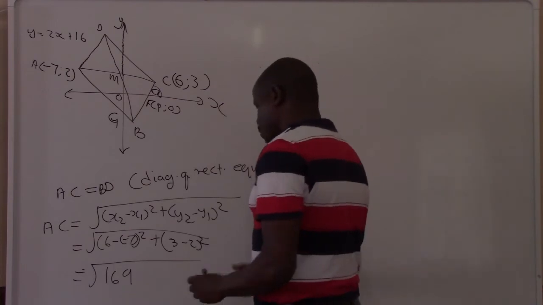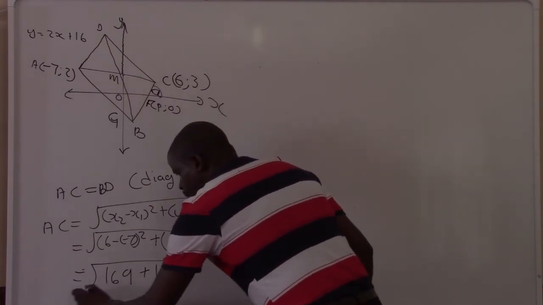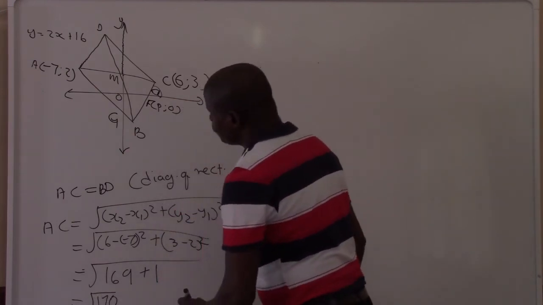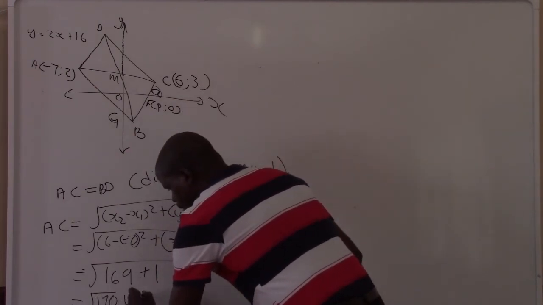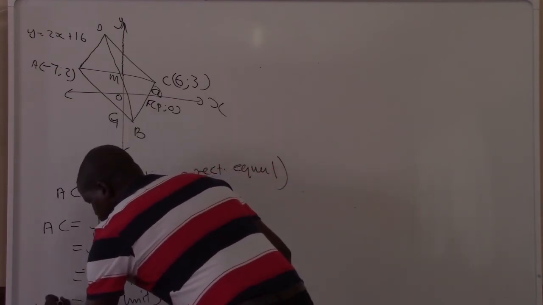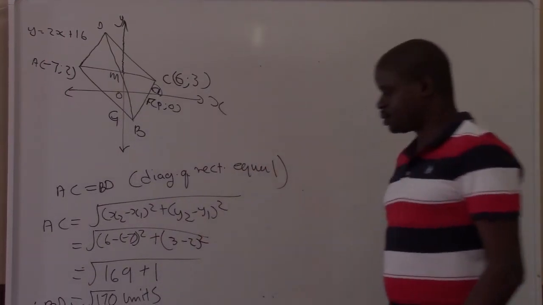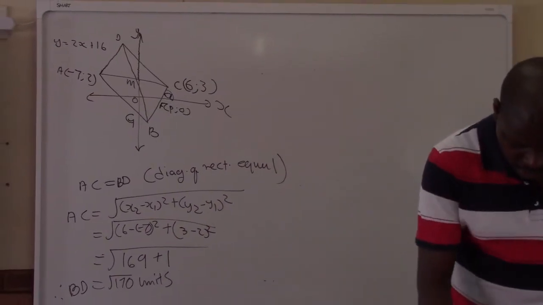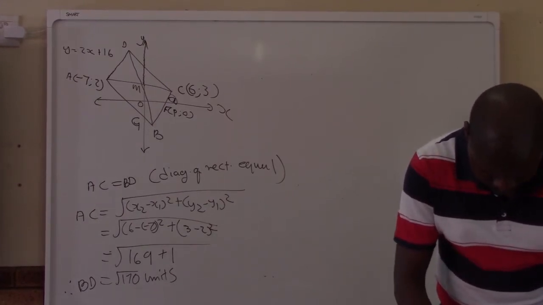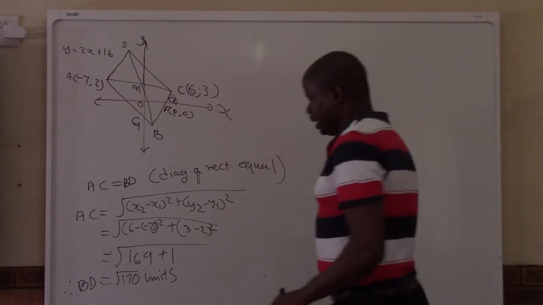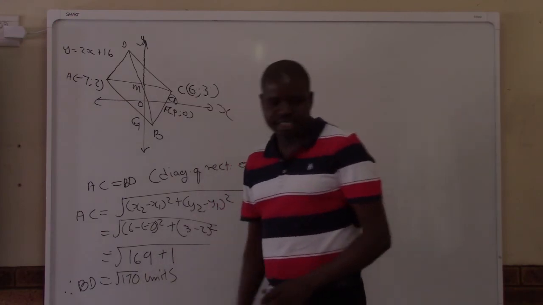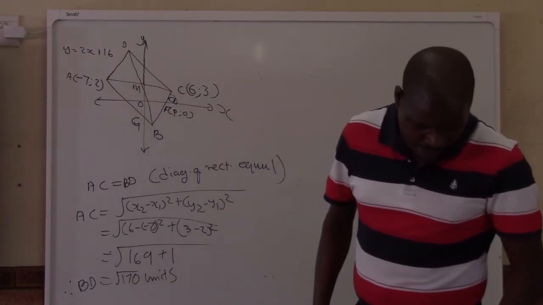So 3 minus 2 is 1, so this is 1. So we are having the square root of 170 units, because we are not given anything. So we say therefore the distance BD is the square root of 170 units. We leave it like that because it can't be simplified any further. So that is how this one is done.